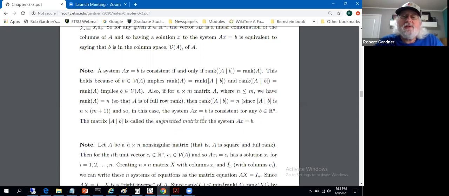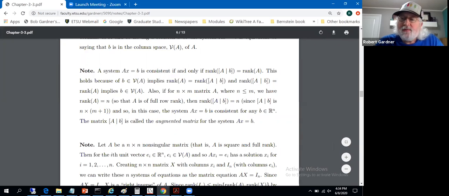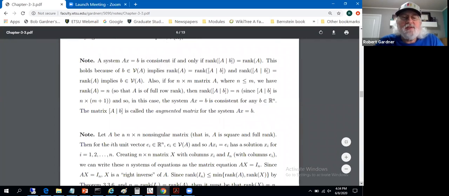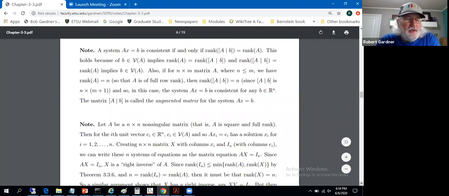So in this case, the system AX equals B is consistent for any B in Rn, that is, in the case when we have full row rank. And as we said, we're going to call this matrix A augmented with B the augmented matrix for this system. Technically, it's a partitioned matrix. It's probably the only partitioned matrix you saw in sophomore linear algebra. Do more linear algebra, maybe you saw other partitions, but you had to see this in linear algebra.